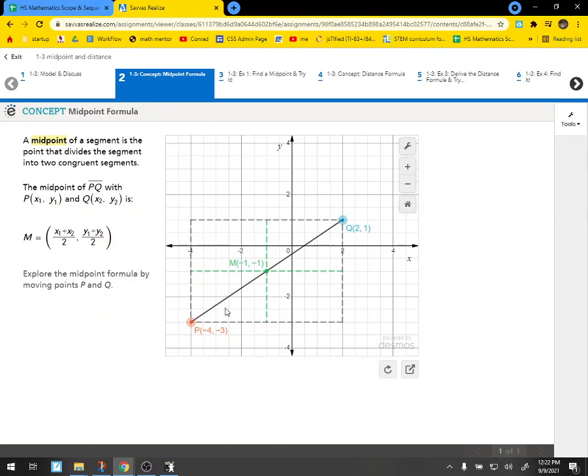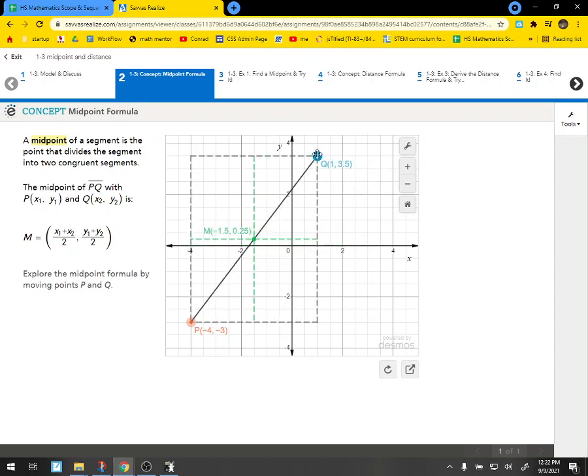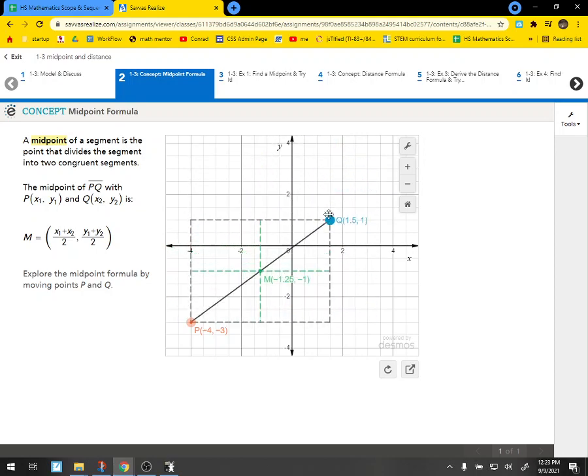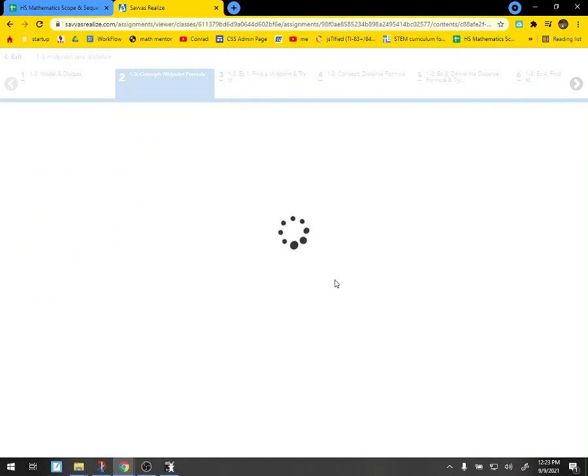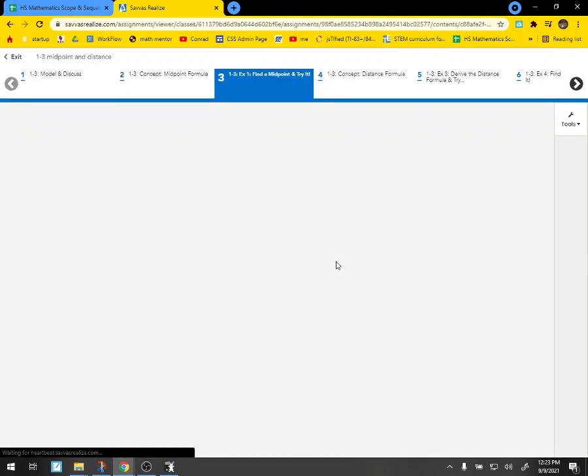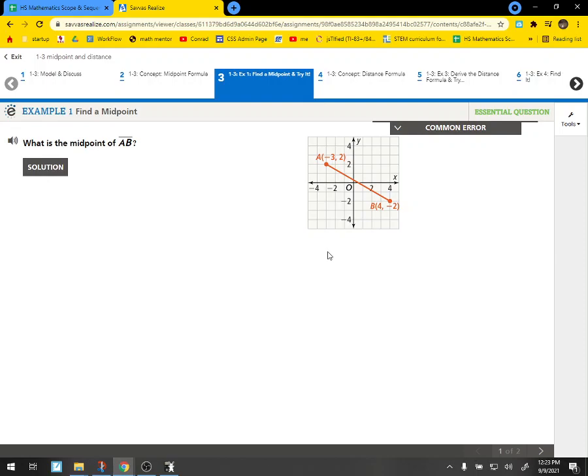So instead of having to count our way there, we were able to use that formula. And no matter where the two things are, it always works the same way. All right, so find a midpoint and try it. So this is our first big formula that we learn. And all we have to do is take the x's and add them up, then divide by 2. Take the y's, add them up, divide by 2.